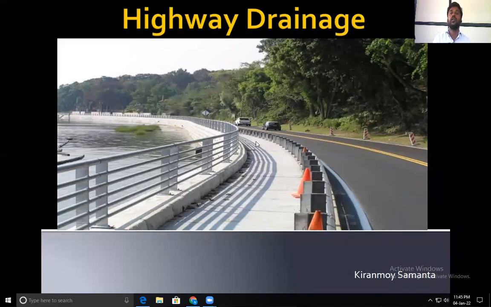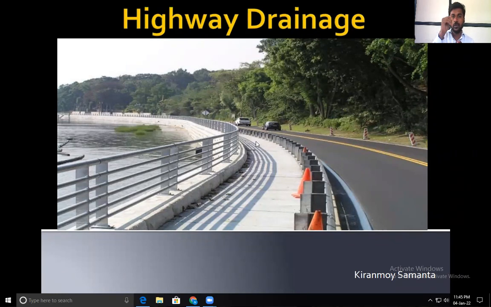If we have not provided the slope on the shoulder, what will happen? The water coming from the camber or from the surface of the road will come to the shoulder, but it stores there only. So we have to provide the proper drainage system, proper slope, to drain out the water from the shoulders as well. If we have not provided the slope, the water will come onto the shoulder and it will retain there only.